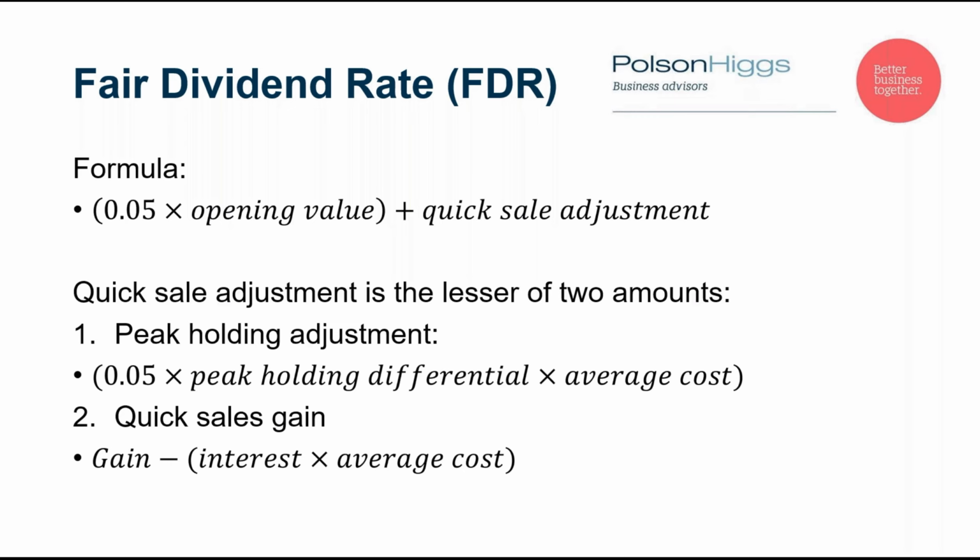What about the quick sale gain? That looks at it from the other side and says, okay, I might have bought and sold some during the year. What we're actually going to do is look at effectively our capital gain on the sale of those shares and include that as income to me. How do they actually work?